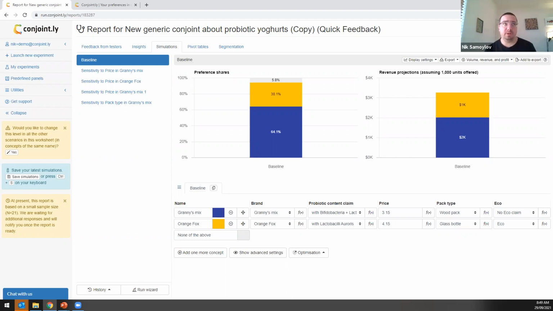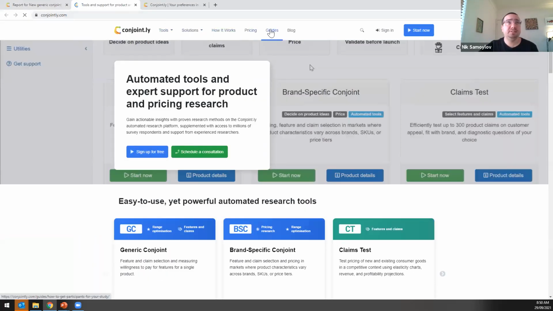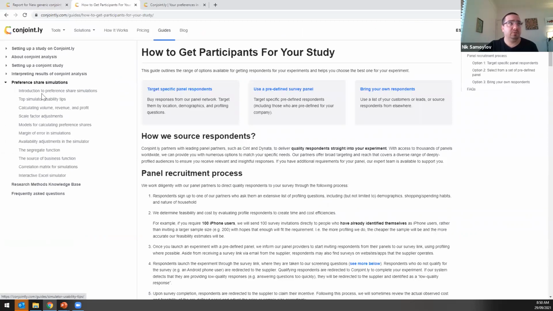If you want to know more about this, we have a whole section on the website about simulations. On our website, we have plenty of guides, and here is a whole section about preferential simulations that explain the theory and functionality and a lot of the considerations for preferential simulations.